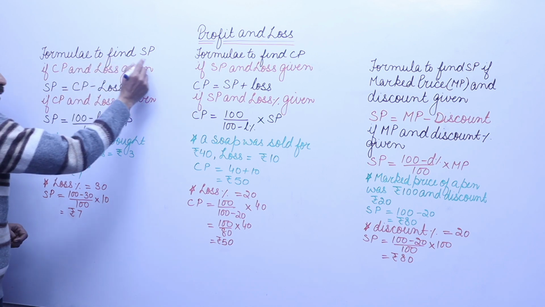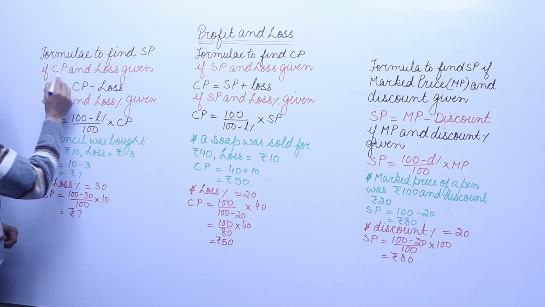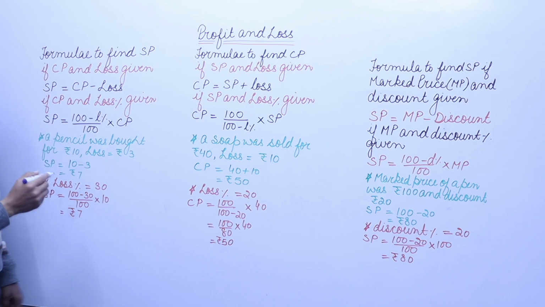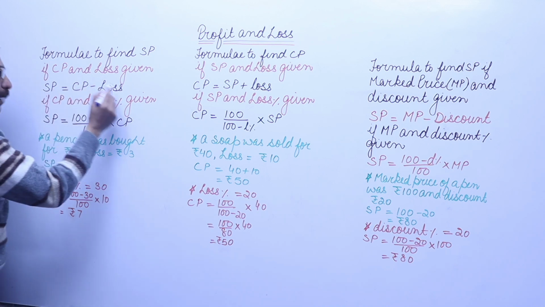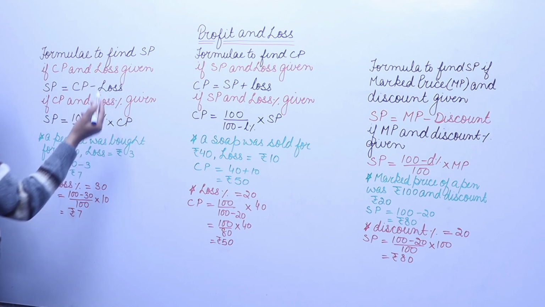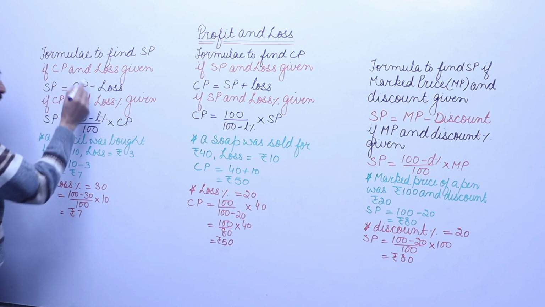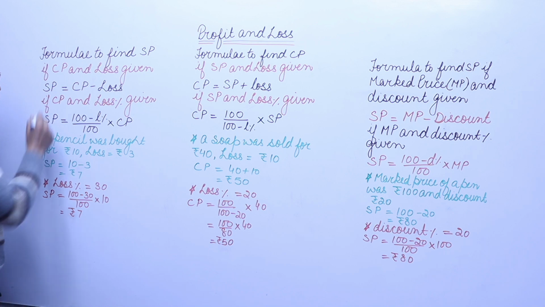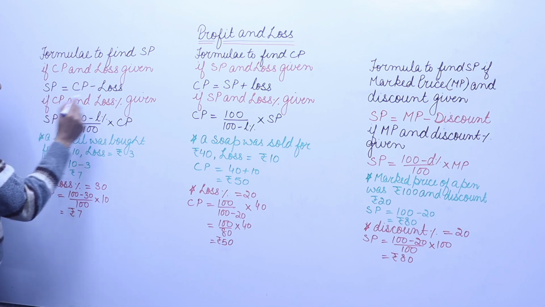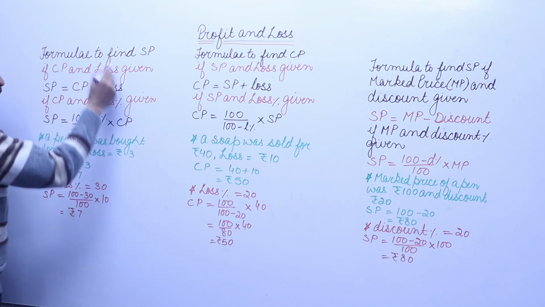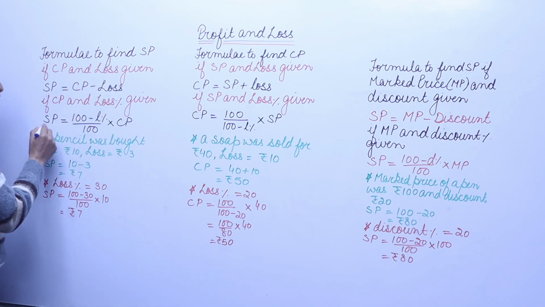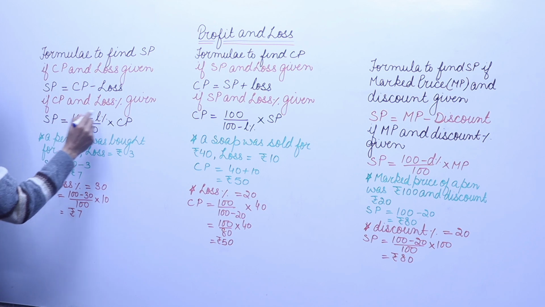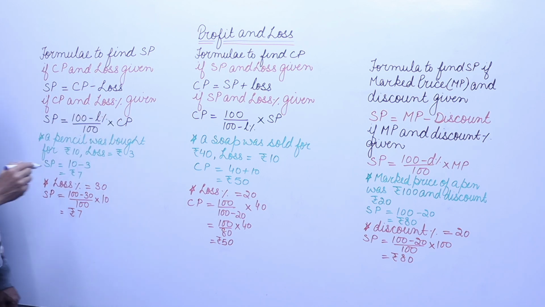Formula to find selling price. If cost price and loss are given, then selling price is equal to cost price minus loss. So this clearly tells us selling price is less than the cost price. If cost price and loss percent are given, means in place of loss, loss percent is given, then selling price is equal to 100 minus loss percent over 100 into cost price.